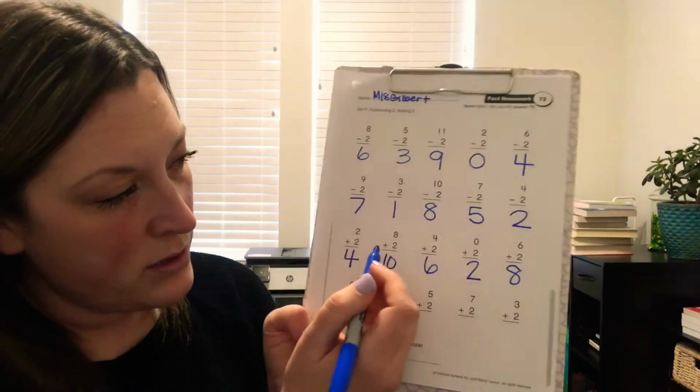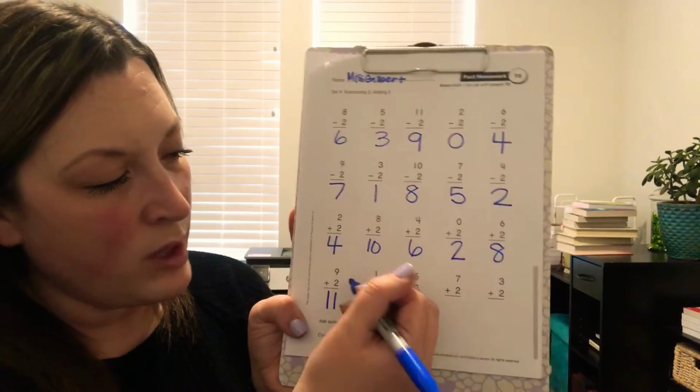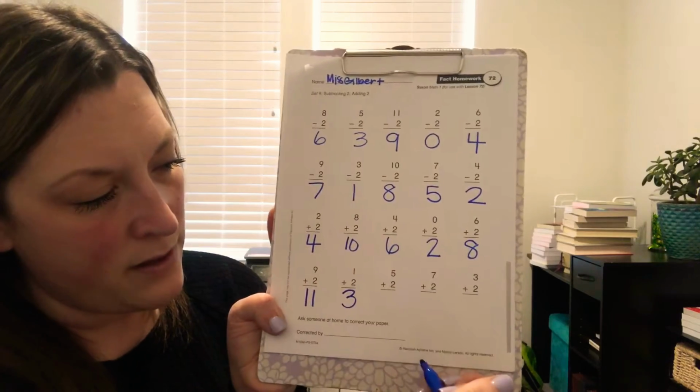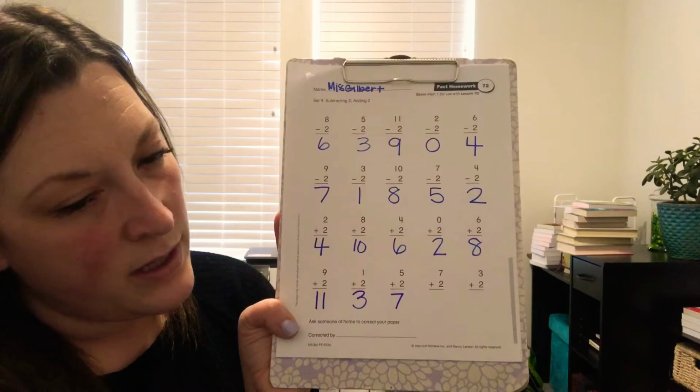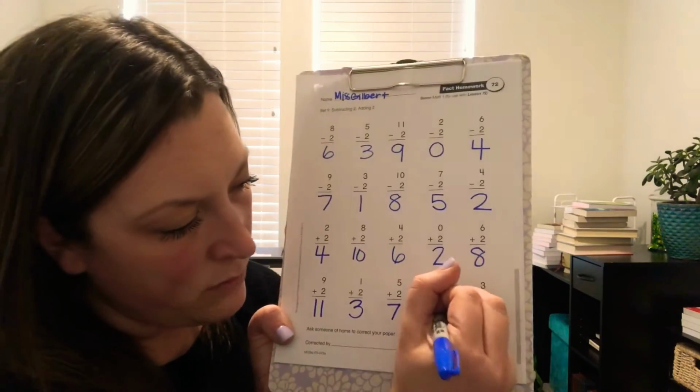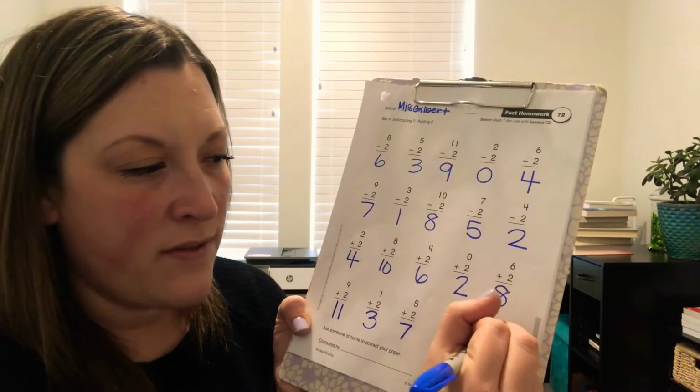Last row, 9 plus 2 equals 11. 1 plus 2 equals 3. 5 plus 2 equals 7. 7 plus 2 equals 9. 3 plus 2 equals 5.